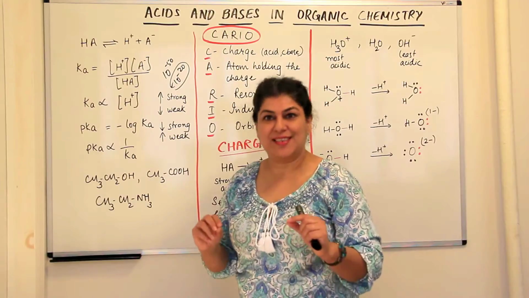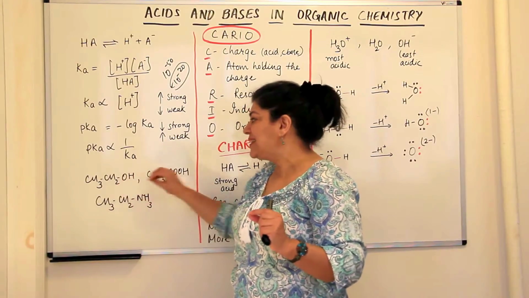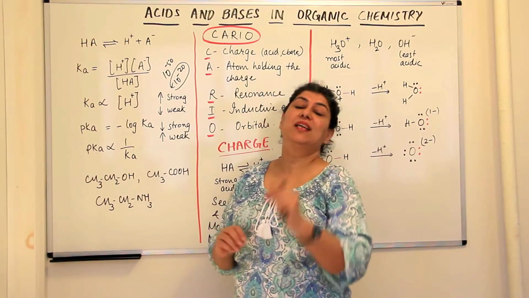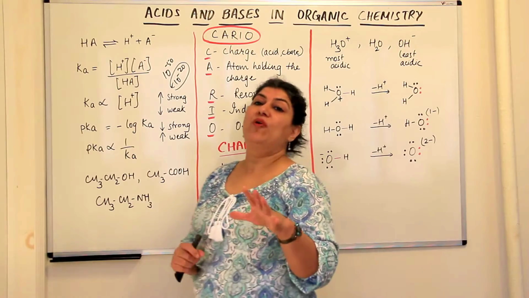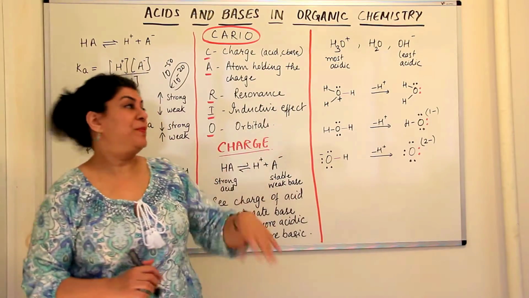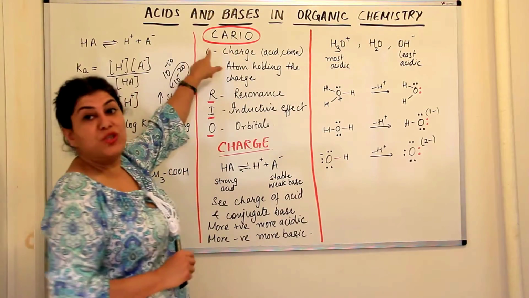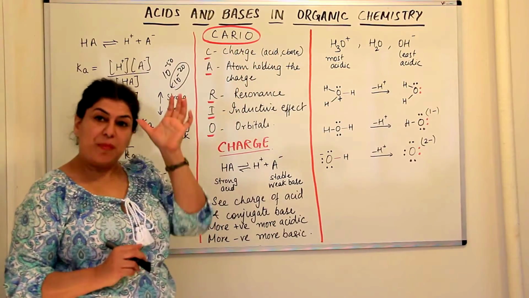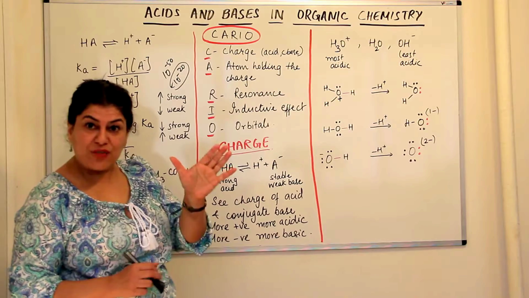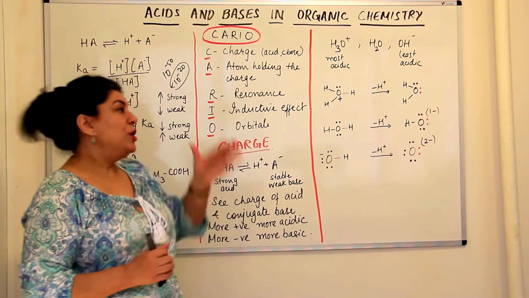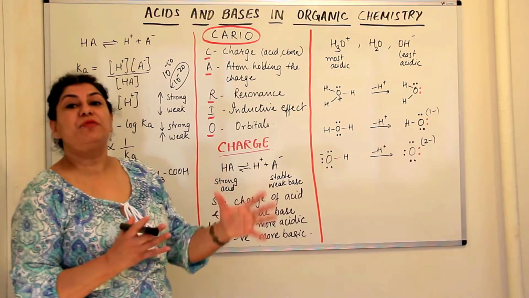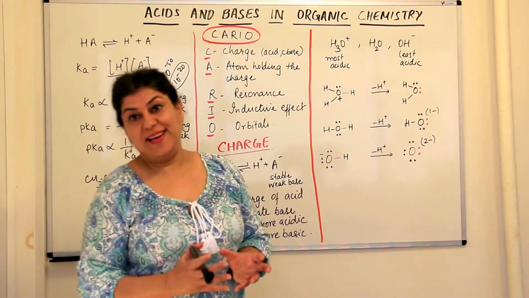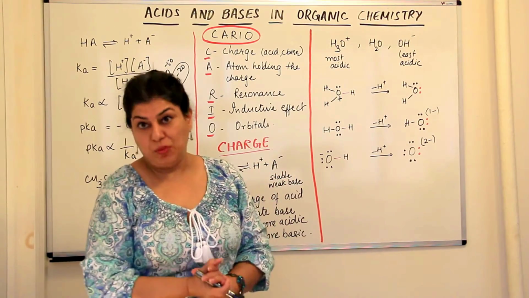So for this, to be able to predict the acidic nature or the basic nature of organic molecules, we follow 5 steps. We use a mnemonic which is called CARIO. If you just remember what CARIO stands for, and you follow these 5 steps, you will be able to judge whether a substance is more acidic or less acidic just by looking at the molecules.